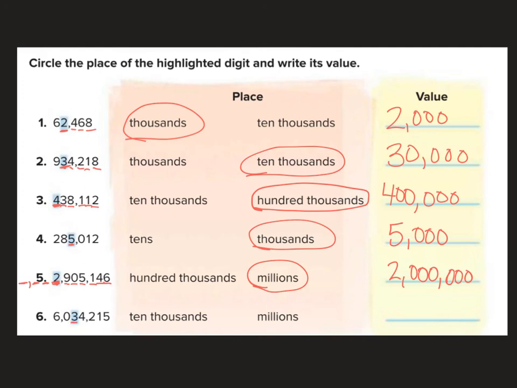This 3 is in the 10,000s place. Ones, tens, hundreds, thousands, 10,000s. And it is worth 30,000. Look at that. 30,000, 30,000. We have 2 that were the same.